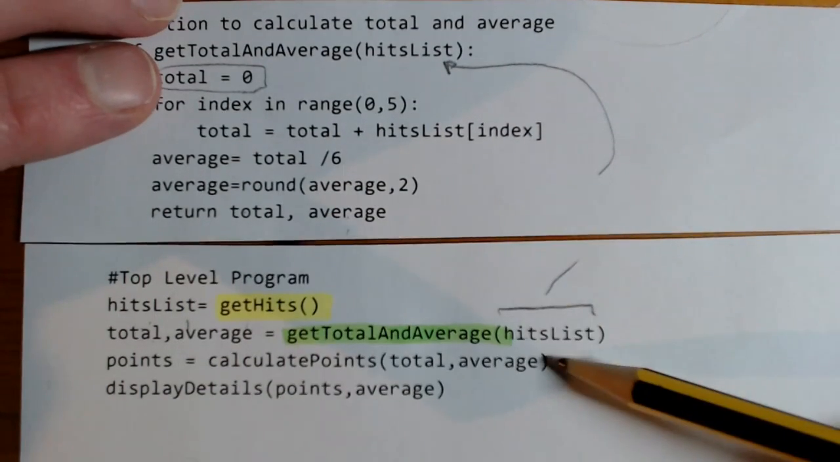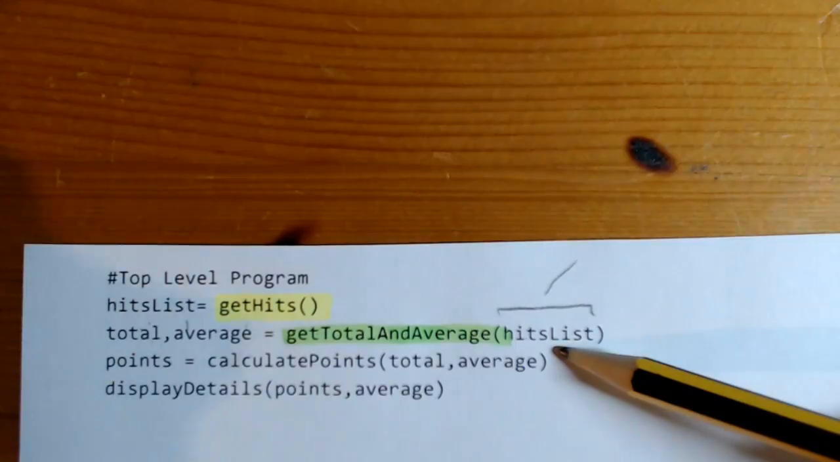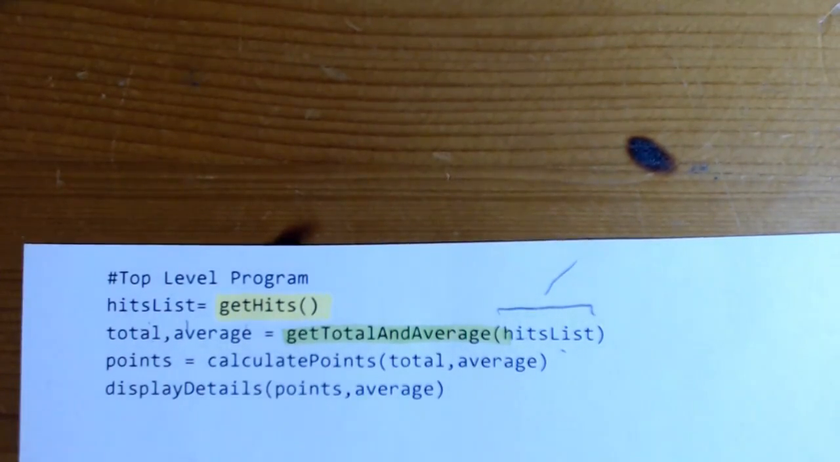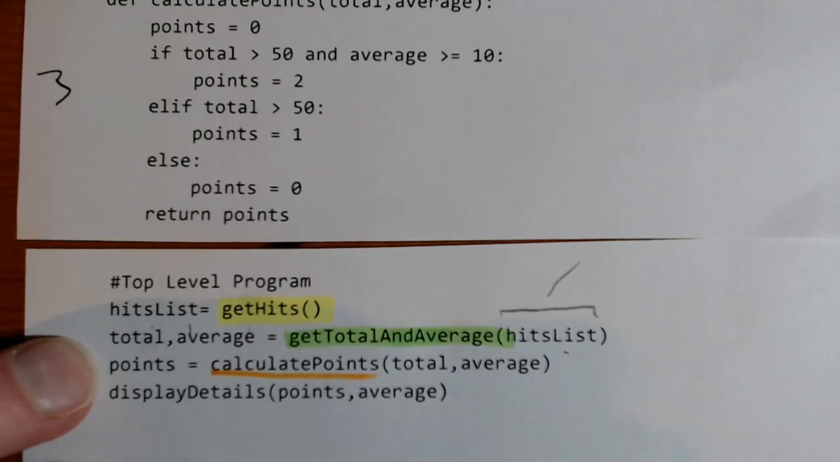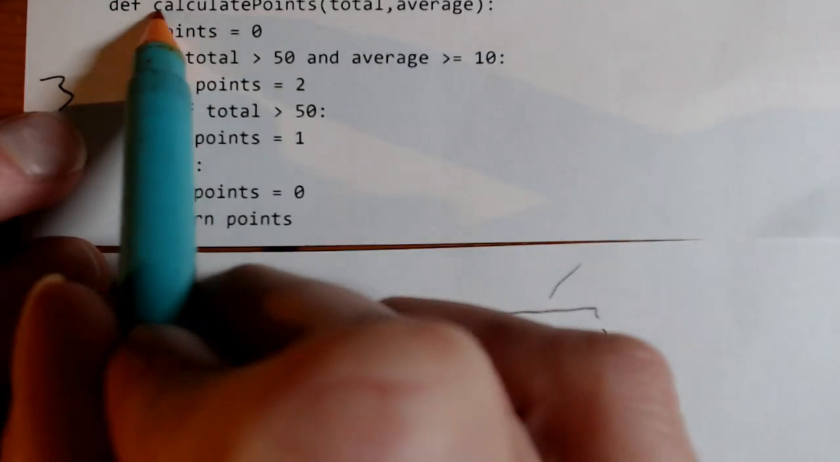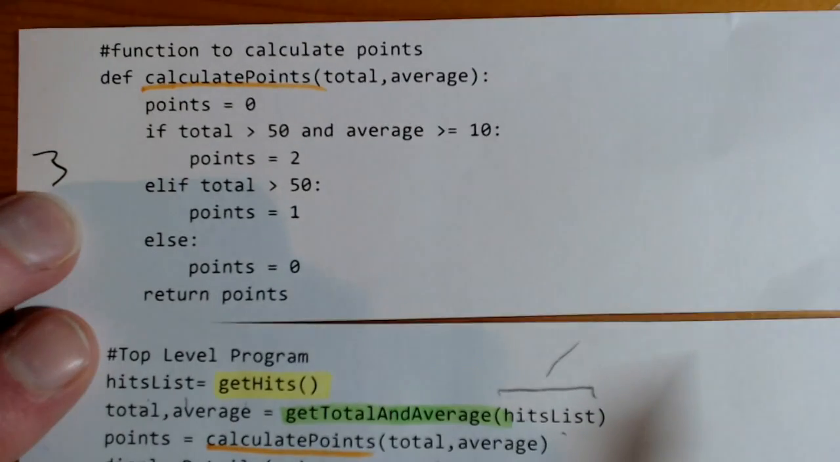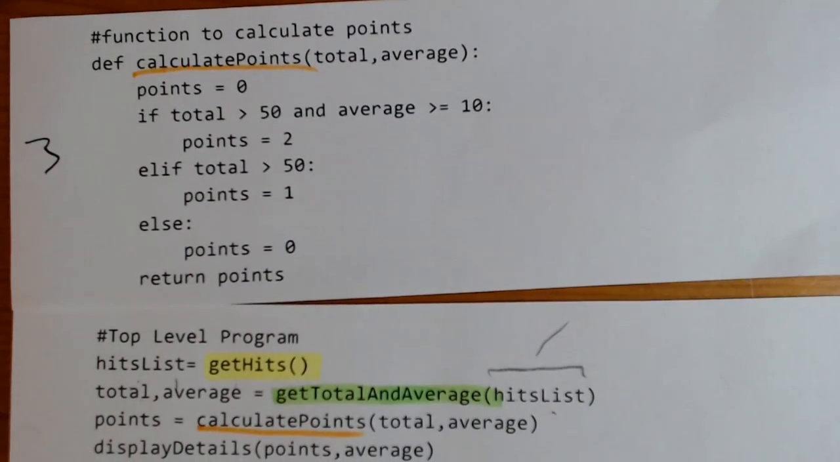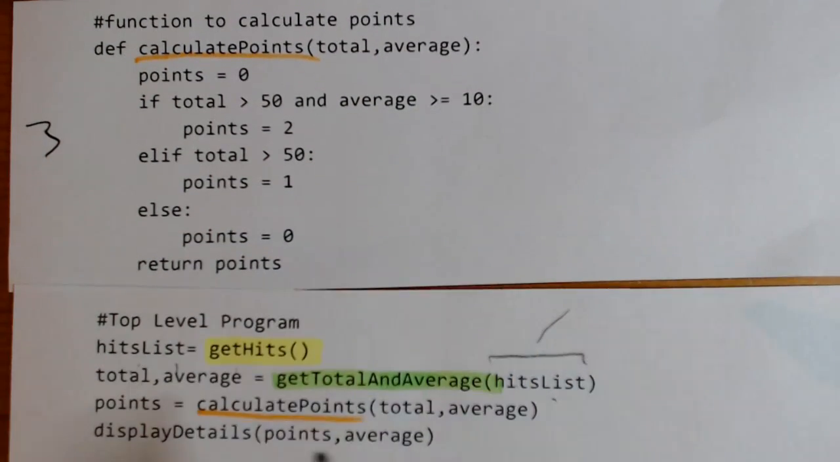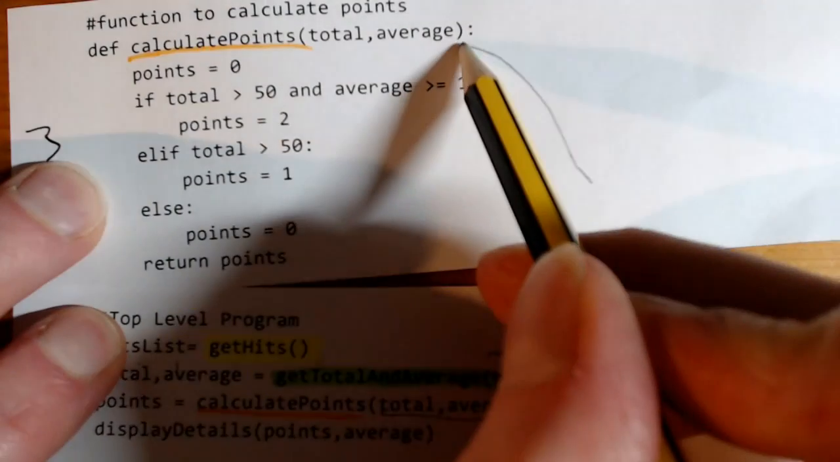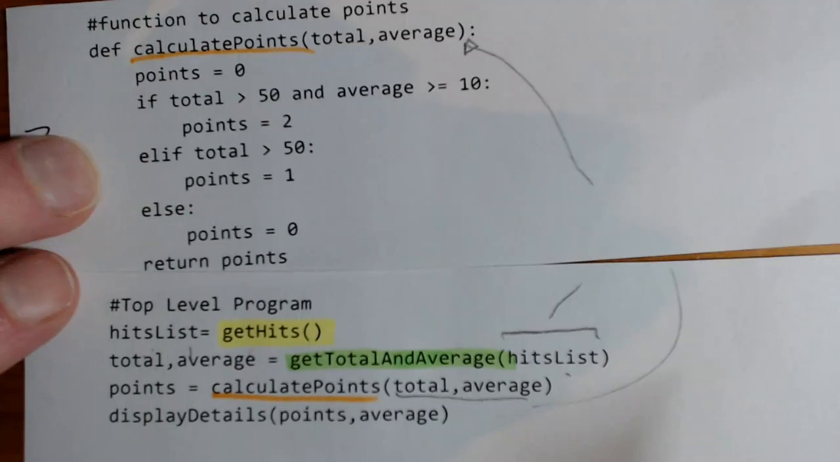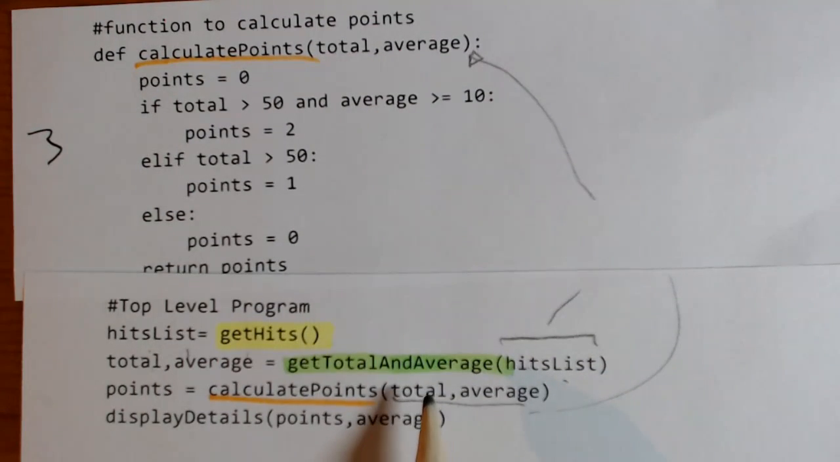Once it's returned it, it goes on to the next line of the top level program. The next line is it's going to calculate the points. See what colour I've got for this one. Right, so it calculates the points. So it calls upon calculate points, and it needs to send it the information of total and average. You'll find quite often it's sending it the information that the previous function passed. It says, well, I'm going to call you to do your job, and for you to do your job properly, here are the values for total and average.